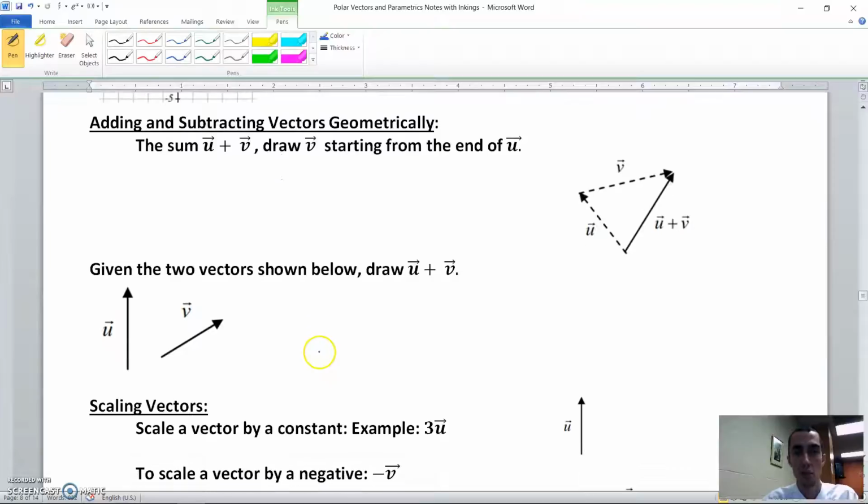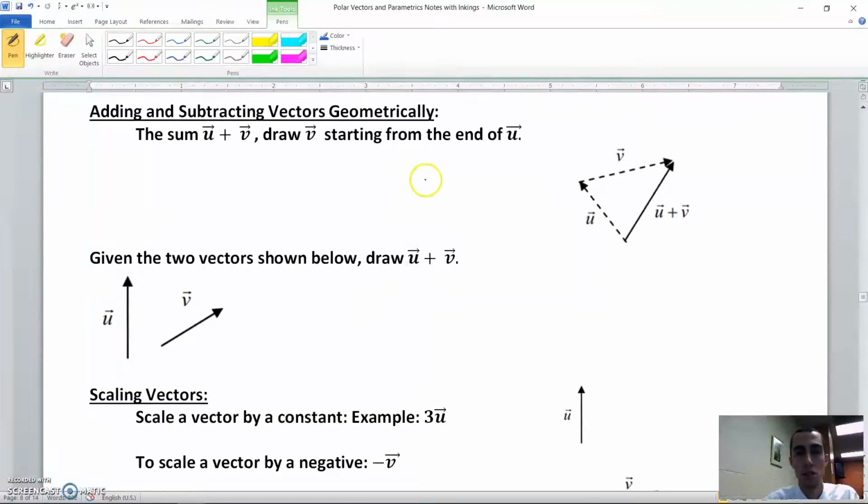Now we can add and subtract vectors. To add together vector u and v, you put the beginning point of v at the ending point of u, and then the sum of the vectors would go from the beginning of u to the ending of v. So, for example, to draw the sum of u and v down here, we would take this u and we would put it, we would take this v and put it at the end of u.